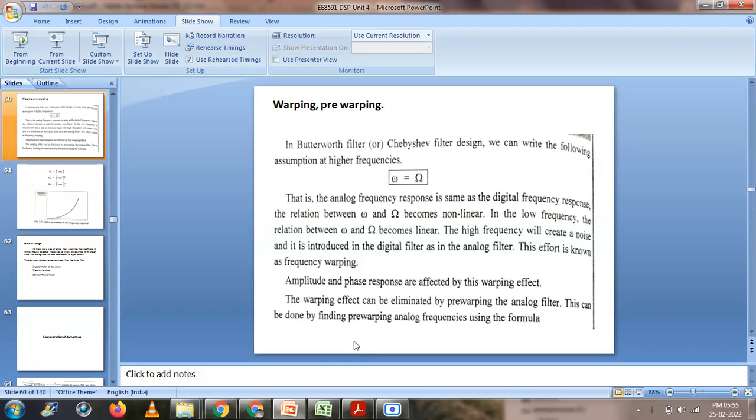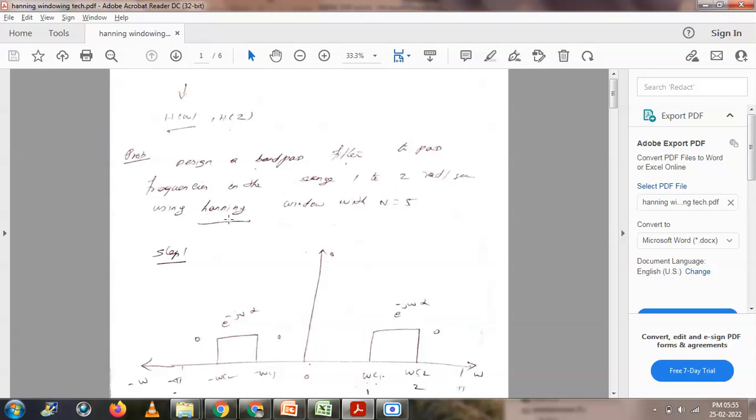Actually, we only have to see one example, that is in the PDF format. Design a band pass filter to pass frequencies in the range 1 to 2 radian per second using a Hamming window with N equal to... So this is the problem they gave.